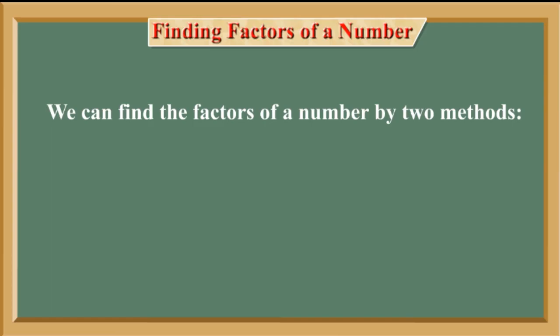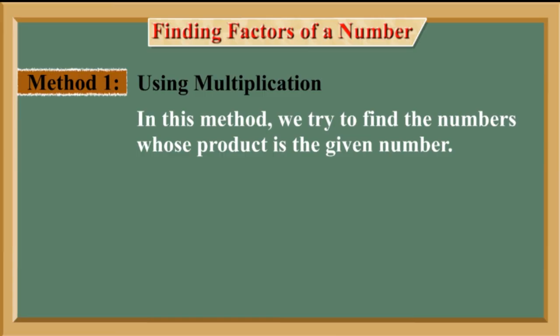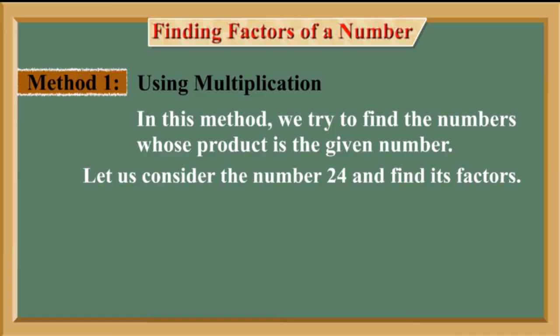We can find the factors of a number by two methods. Method 1, using multiplication. In this method, we try to find the numbers whose product is the given number.